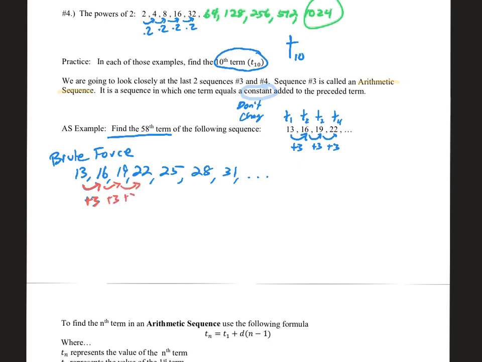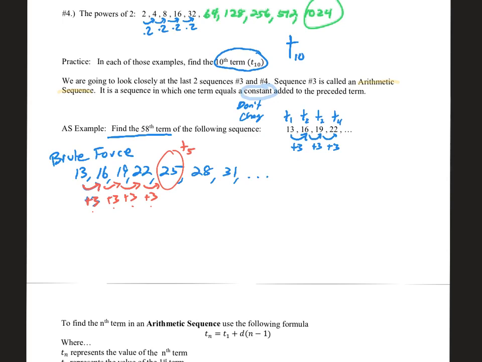And so, for example, let's take a look at that term. This is the 5th term, right? That's the 5th term. How many 3's did I add to get to the 5th term? Well, 1, 2, 3, 4. I only added 4 3's.